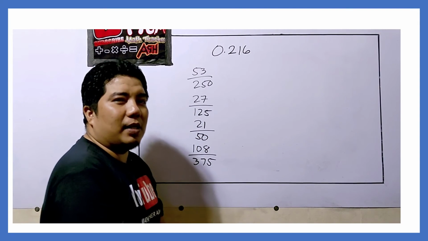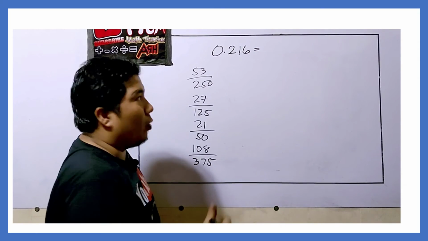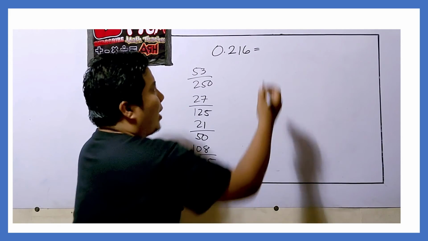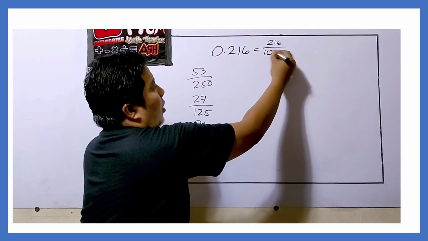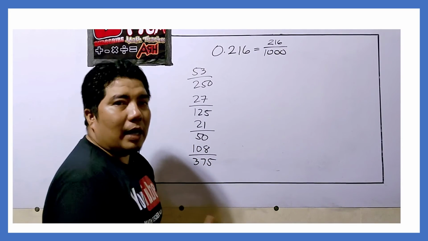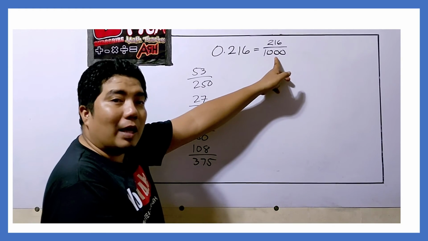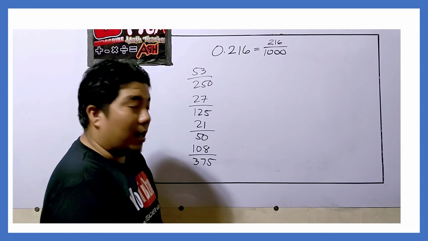Now, the technique here is very simple, my dear math learners. You just need to convert 216 into a fraction. And since this is read as 216 thousandths, therefore, you can write that as 216 over 1,000. Now, I will give you a tip. Now, you can check what happened to 1,000, why it became this kind of denominator.